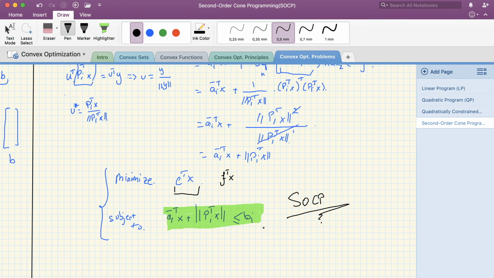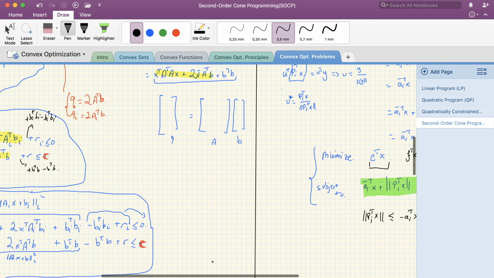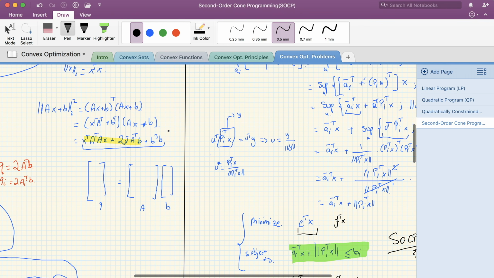And second order constraints are there. So I've got that pi transpose x is less than minus ai transpose x plus bi. So we go back to the SOCP right here. We've got AIs, BIs, CIs, and DIs going down here.